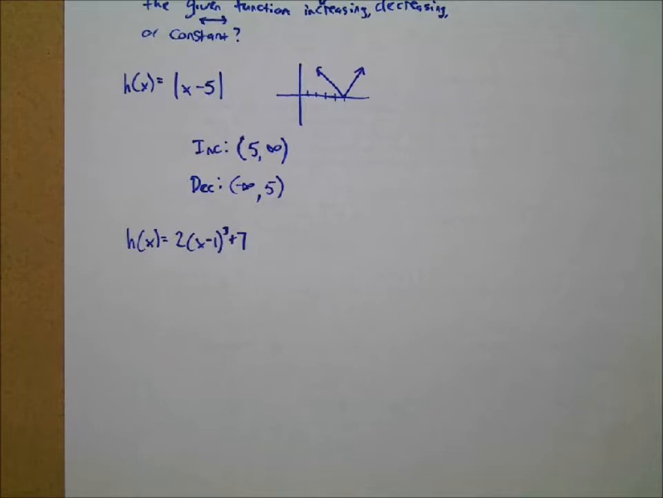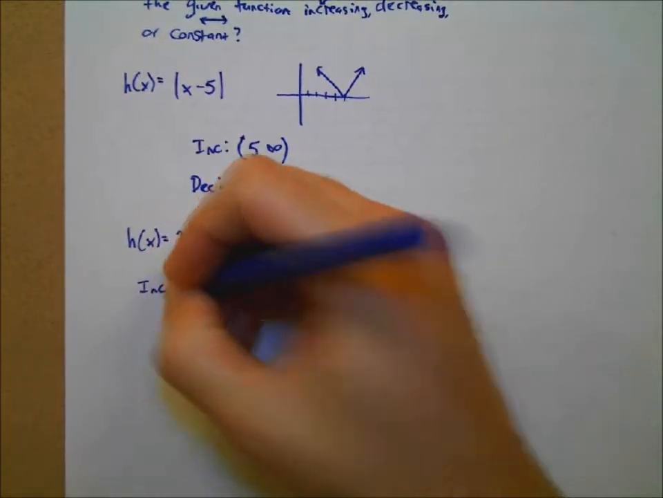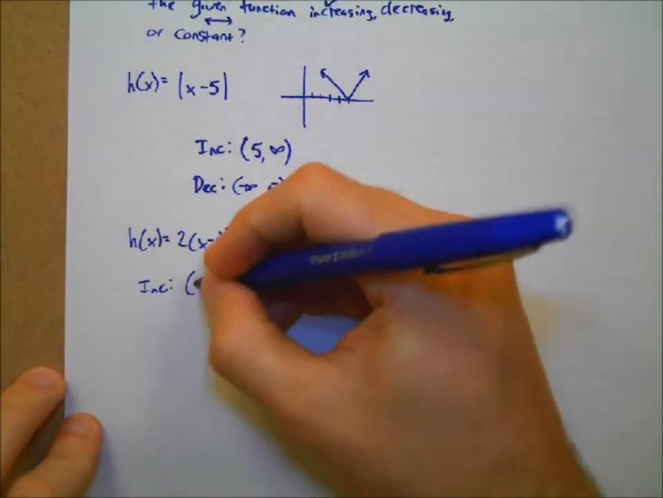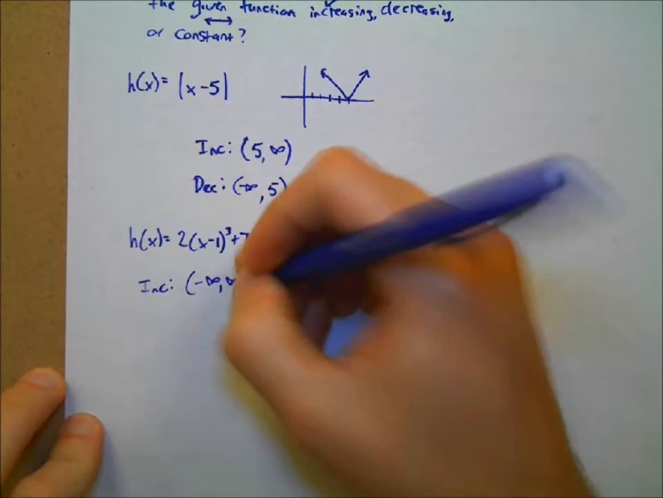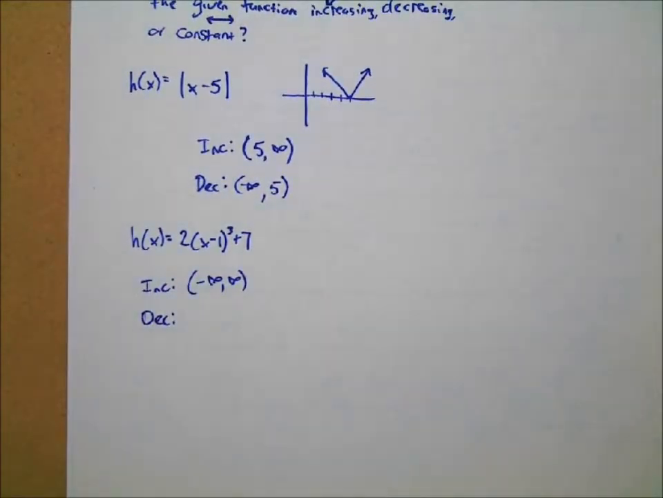And then there's a 2, which is just like a vertical stretch of 2. Just think about what the graph of x cubed looks like, but shifted right 1 and up 7, and with a stretch of 2. Are we going to be increasing at all in this interval, or in the function? Yes. From what to what? Negative infinity to infinity. It's always increasing. What's our interval of decreasing? There is never. It does not exist, right?